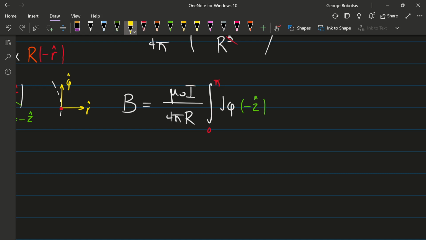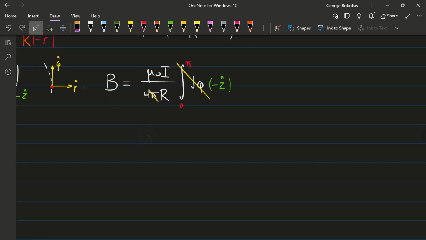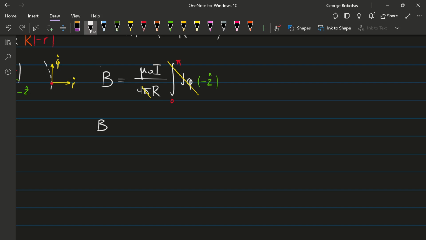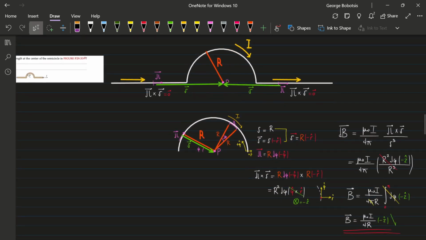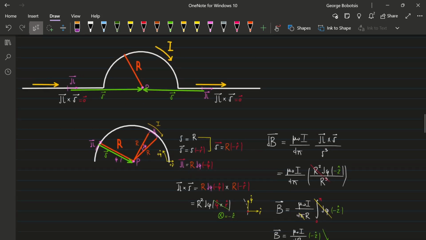All right, so that just gives me pi back. And that pi basically cancels this pi, and you get your answer. The magnetic field as a vector from the circle, which is the only thing that contributes anyways, is mu naught I over 4r in the negative z direction. And that is problem closed. What do you guys think? Covered okay?